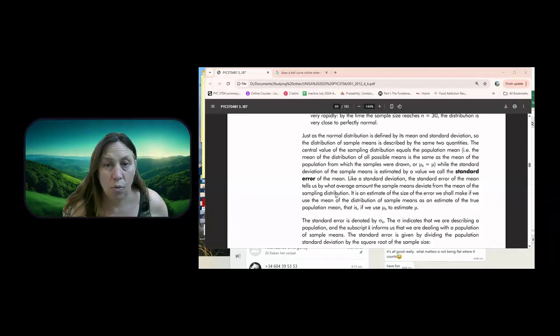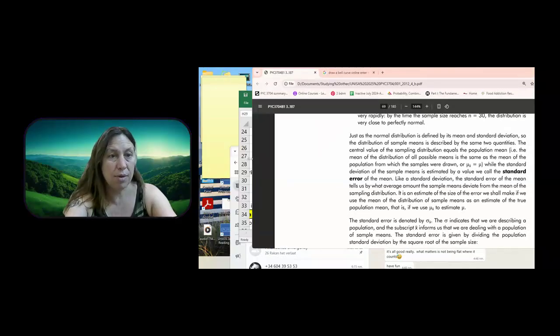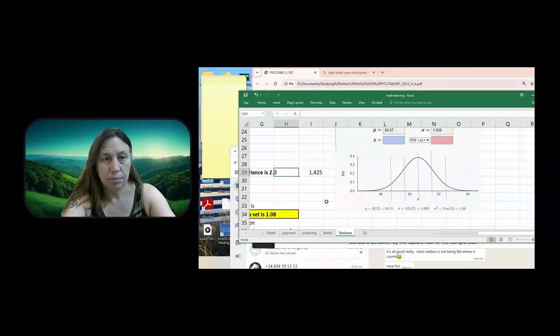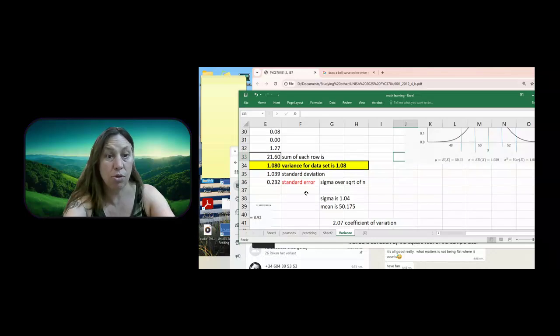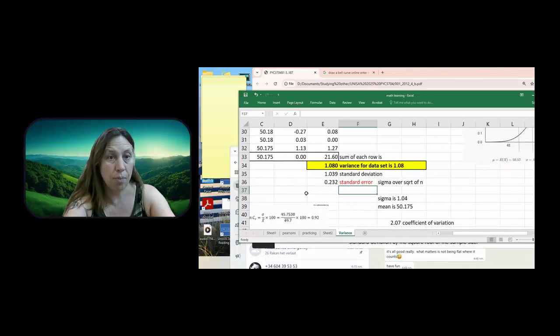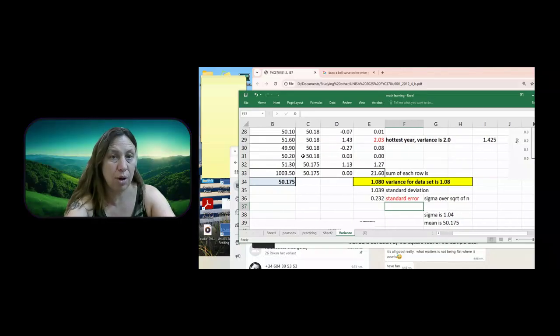Okay. While the standard deviation of the sample means is estimated by a value we call the standard error of the mean. So like a standard deviation, the standard error of the mean tells us by what average amount the sample means deviate from the mean of the sampling distribution. So for example, if we go back to that Excel, it'll tell us that most of the hottest temperatures of summer in Saudi are about 2 point something degrees away, 2.3 degrees off the norm. Okay, off the actual true average.